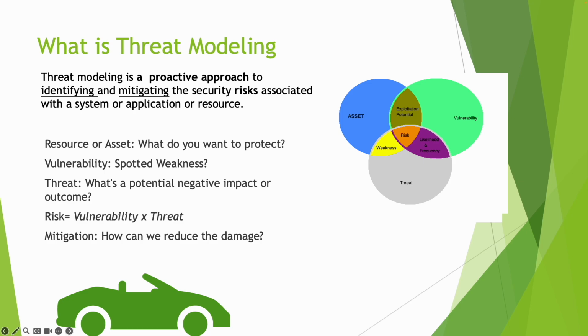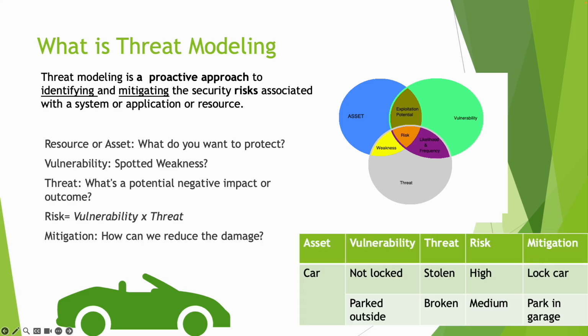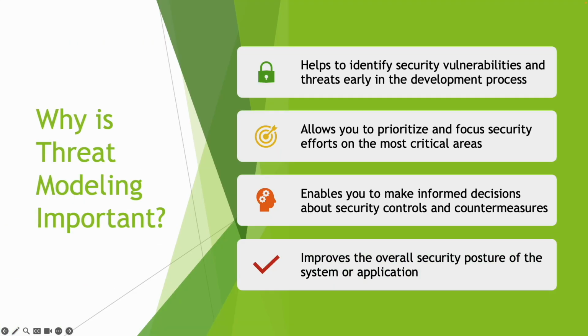To explain these terminologies, if I take the asset as a car, if it is not locked, the risk or the probability of stealing the car is very high. Stealing a car is a threat. The easiest mitigation is just to lock the car. And the other example, again with a car, that I want to give is, if you park a car outside the house, not in a garage, the risk associated with it is very low when compared to the first one. So I believe now asset, vulnerability, threat, risk, mitigation are very clear with respect to this example.